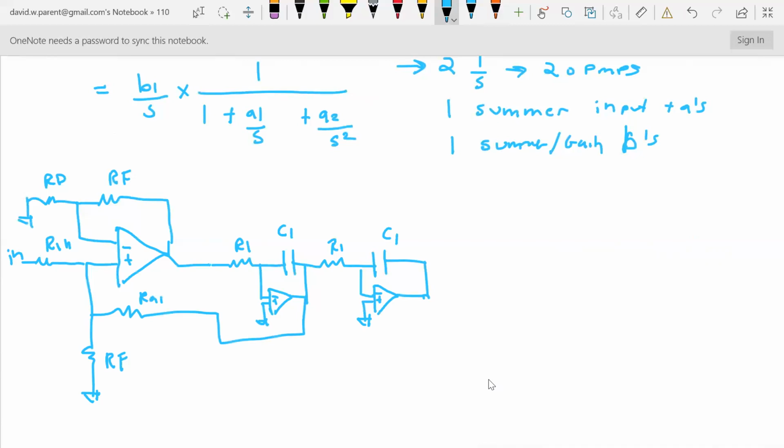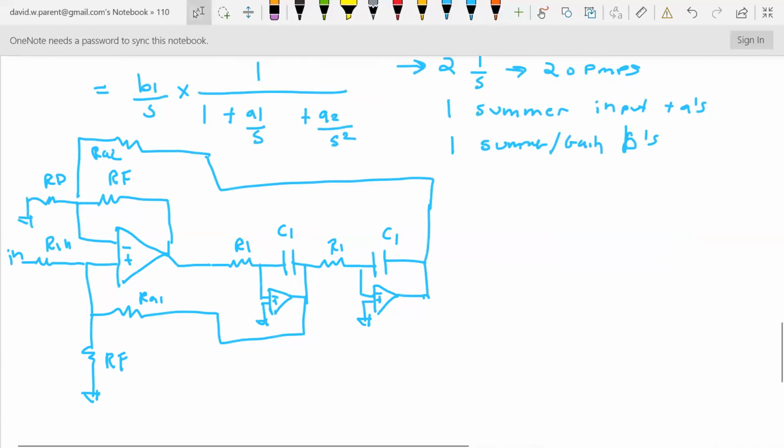But now we have an A2, which we didn't have before. We still want that to be negative, but notice this would be minus 1 over S, minus 1 over S for plus 1 over S squared. So in fact, we have to invert it. And I'm going to call that RA2.